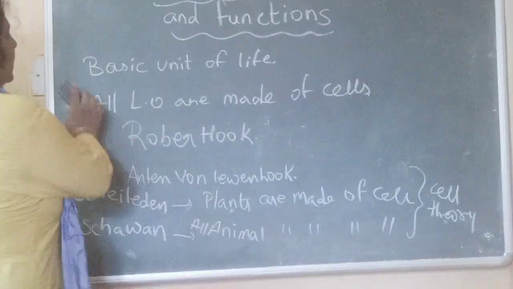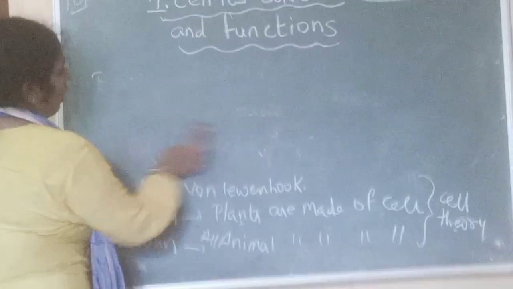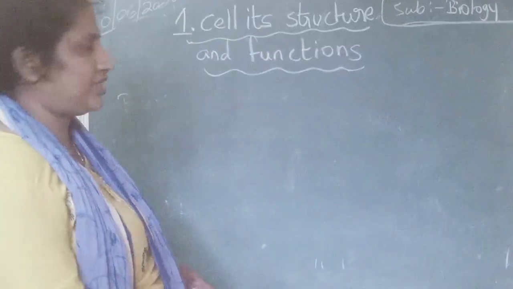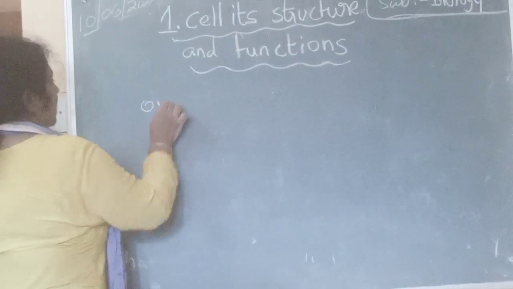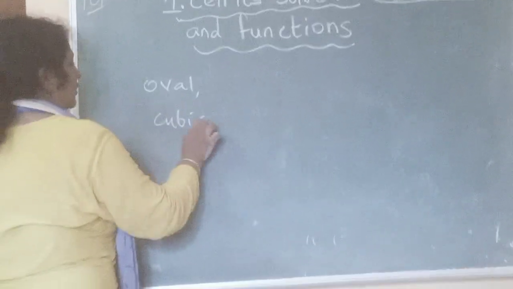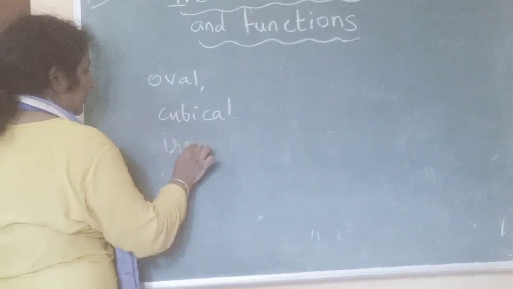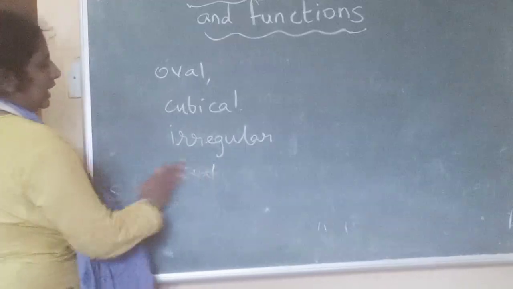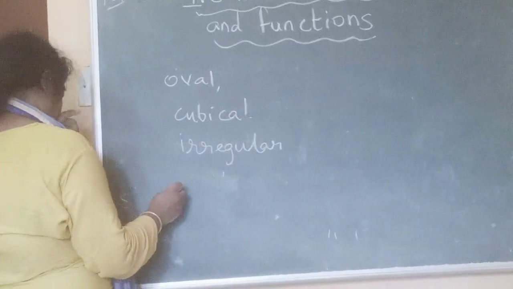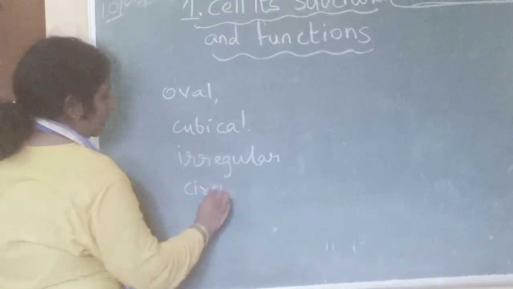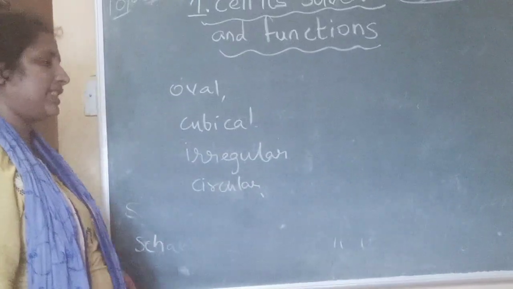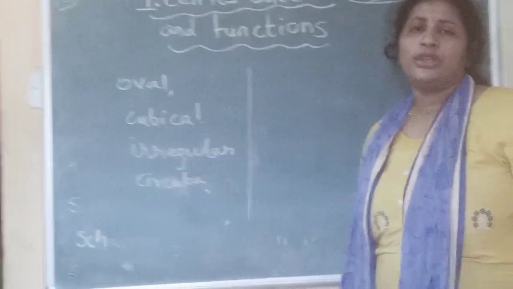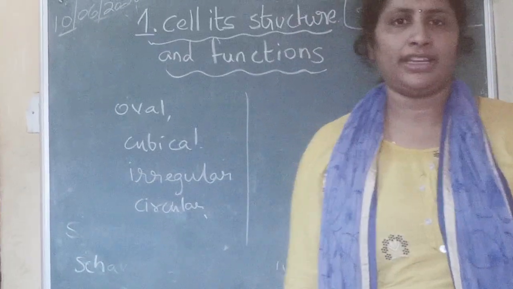So what is the structure? Will all the cells have the same structure? No. Cells will have different structures. Some are oval in shape, some are cubical in shape, some are irregular. Sorry, I have written oval twice. Next, some are circular in shape. So there are many shapes of the cell. And size. Most cells are microscopic, means you can see most of the cells with the help of a microscope.